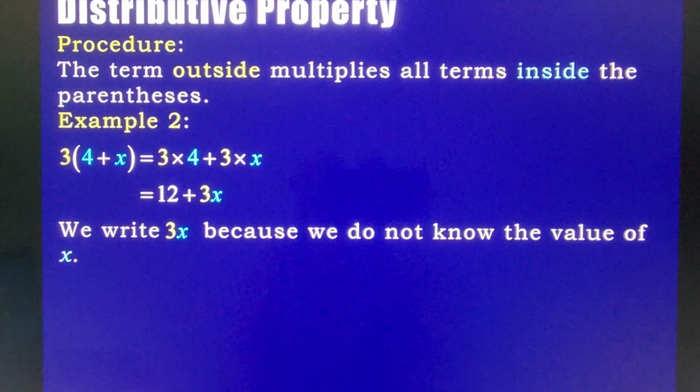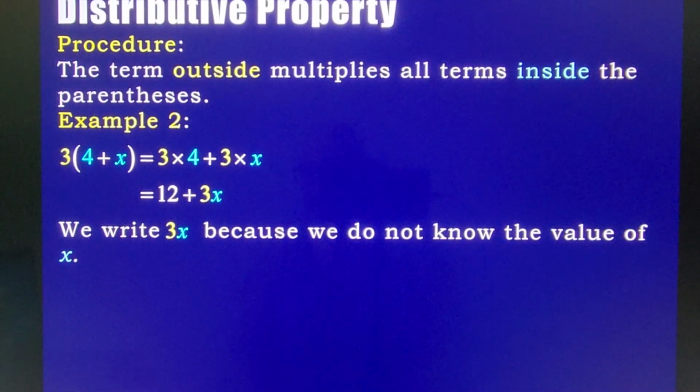And we keep 3X because we don't know how much X is. In mathematics, whatever variable that you don't know has to be kept as is. You don't touch it until you know what it is. Maybe you will sometime, maybe you will not. But you only touch it if you have a value for the X.